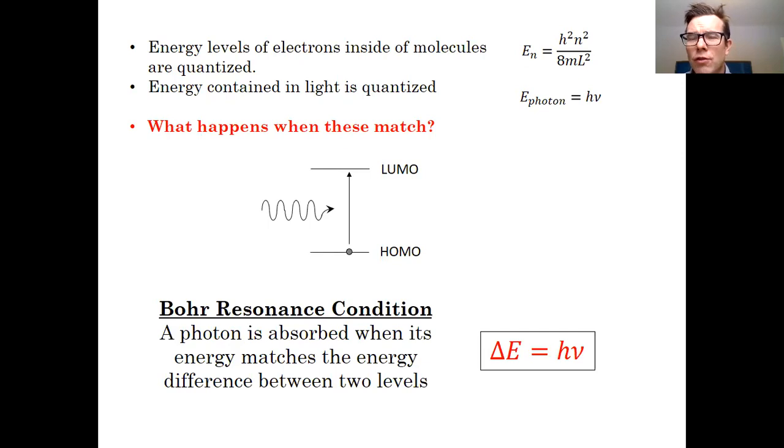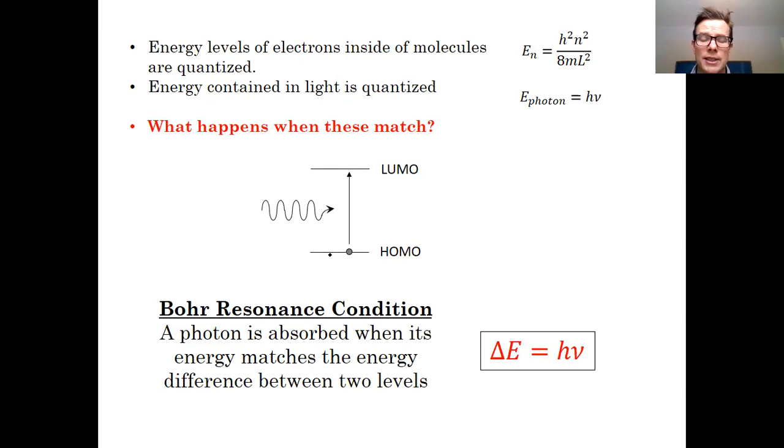Well, as you know from every chemistry course you've ever taken, if a photon comes in, it can promote an electron from the HOMO, this highest energy state, to the LUMO, the lowest energy state, where the energy of the photon matches this energy difference.